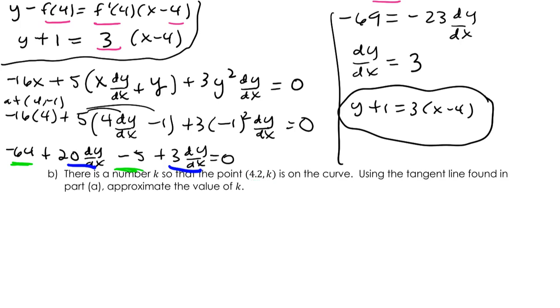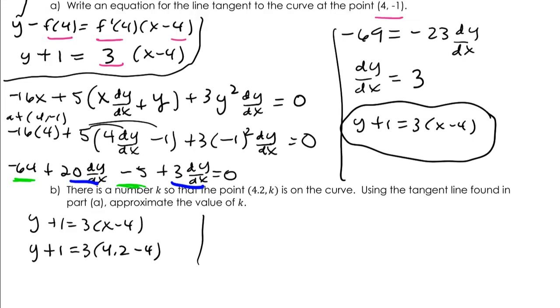So let's look at our tangent line again. We have y plus 1 equals 3x minus 4. We're going to go ahead and replace x with 4.2. Okay, and now we just have to do the math. So we have y plus 1 equals 12.6. Don't forget to distribute, minus 12. So y is going to equal, on the right, you have a 0.6. If you subtract 1 over, you are going to have a negative 0.4. So that's our output for k.